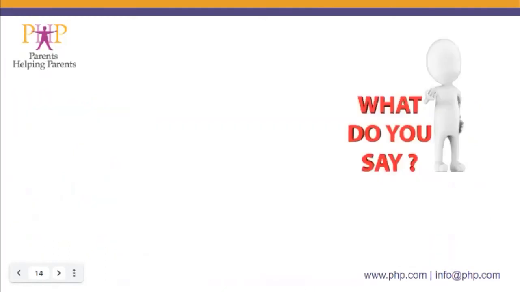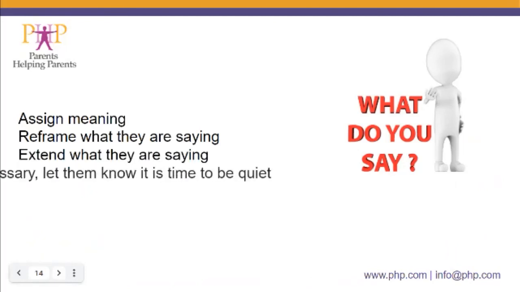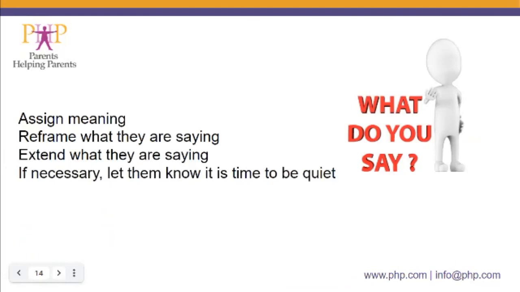So the keys are to assign meaning to what they are communicating and to use their tool to reframe what they are communicating in another way, like using signs or pointing. You also use their tool to extend what they are saying. And yes, if they are babbling on the tool when they should be quiet, tell them it's time to be quiet. But don't take the tool away. Just as you wouldn't take a child's voice away, you should not take a child's communication tool away. You need to teach them how and when to use it.